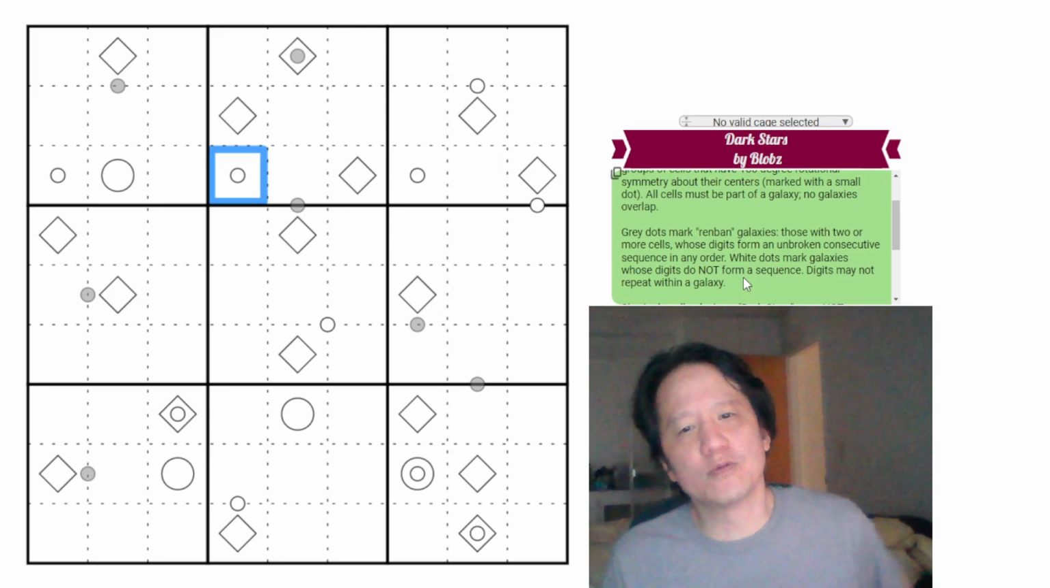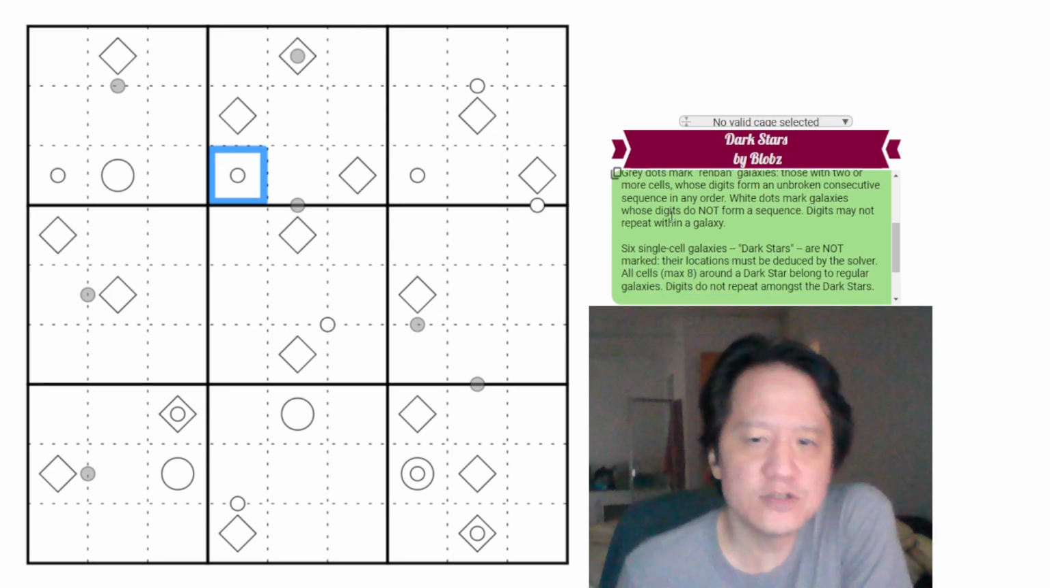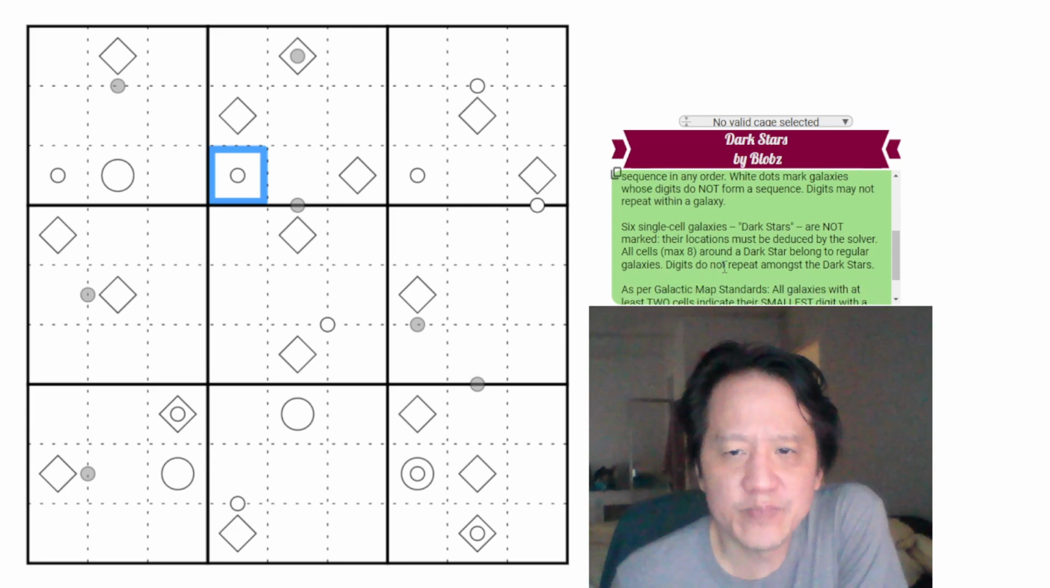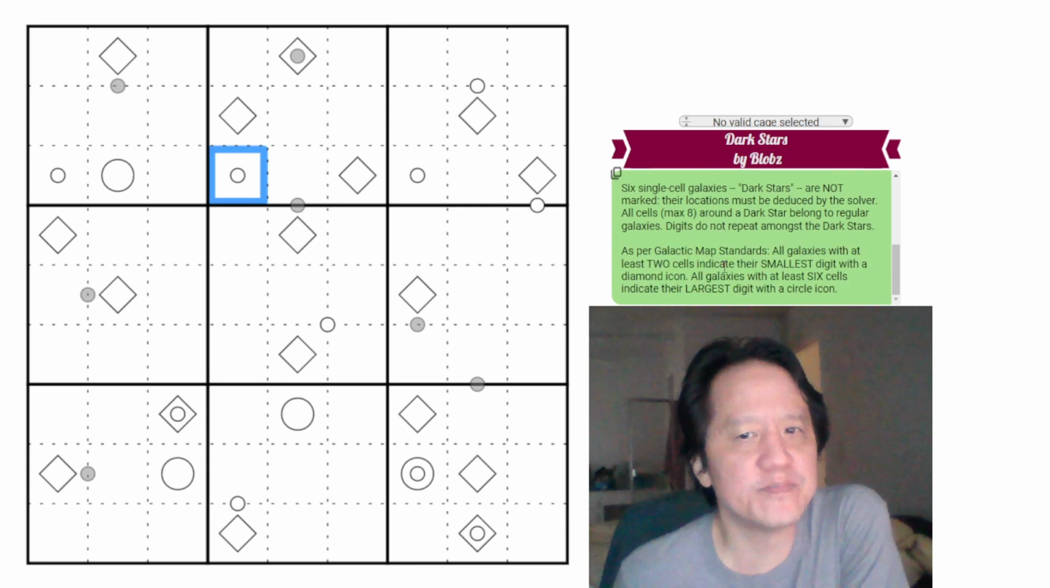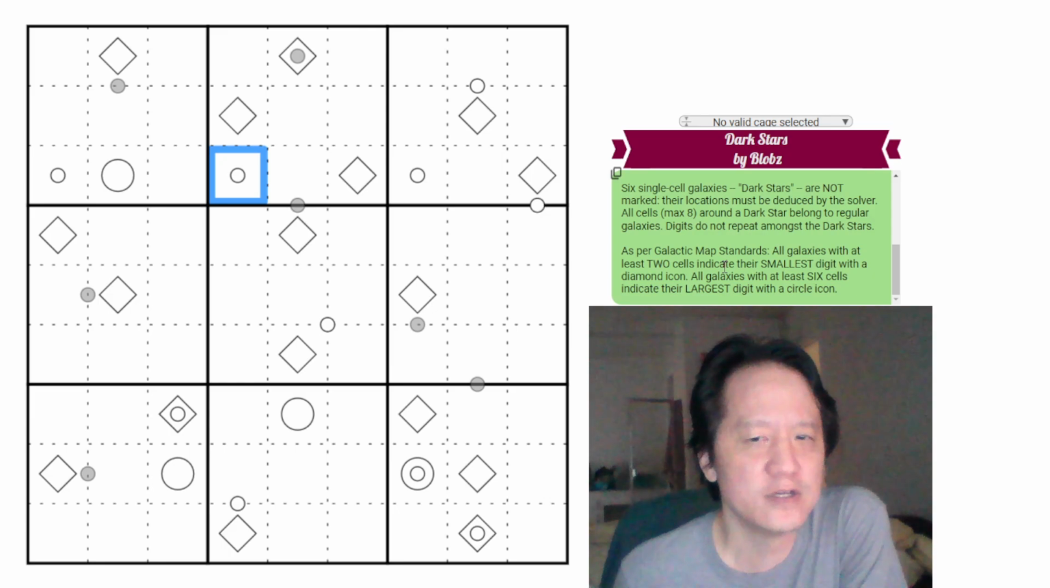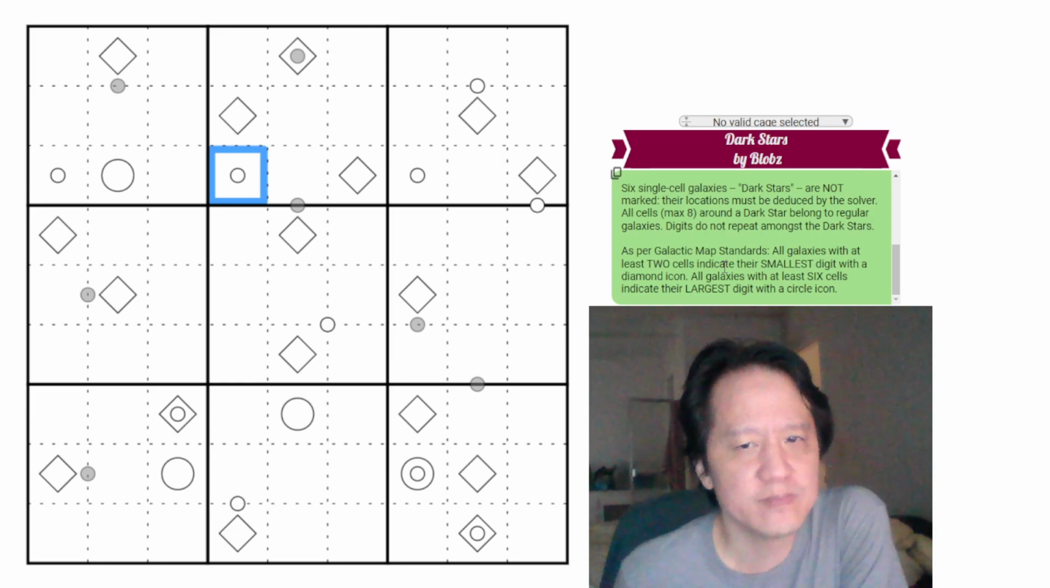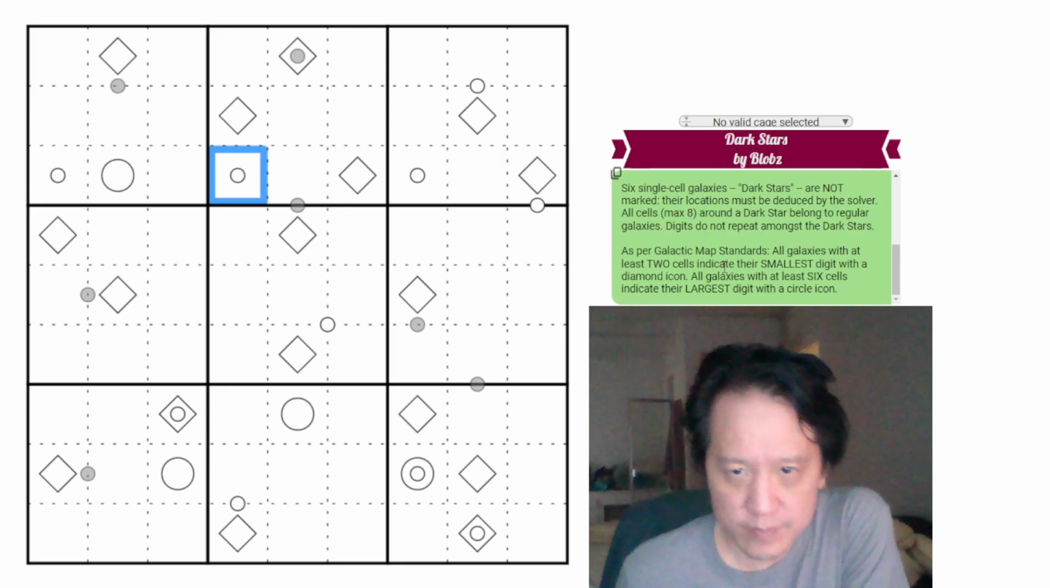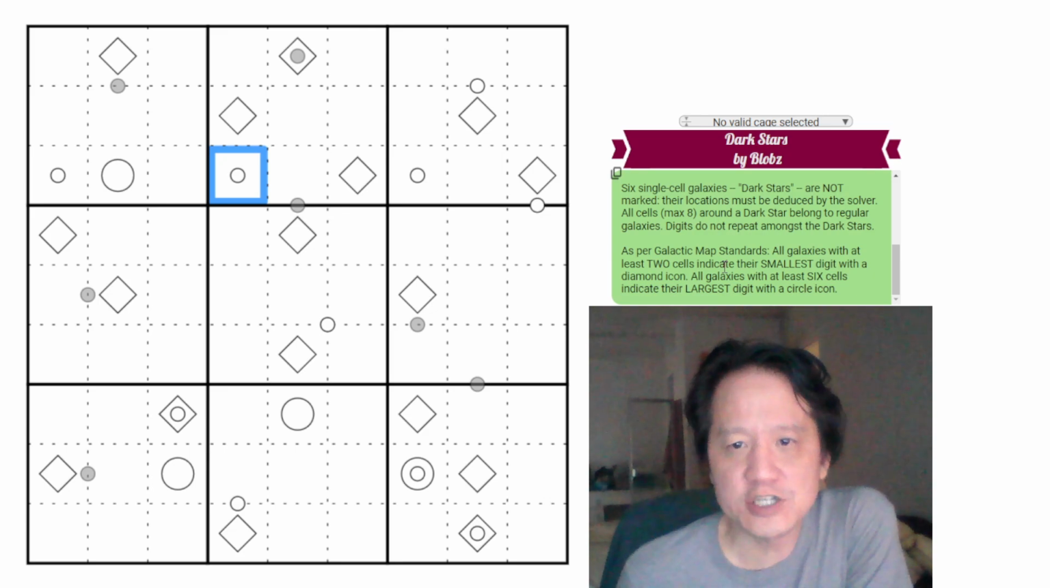Wait, so can the gray dots be single cells? I don't know. I'm not sure. I don't think so, right? Because it's saying that in the six single-cell galaxies, dark stars. Oh, maybe it's possible. I don't know. We'll have to take a look at that. Their locations must be deduced by the solver.